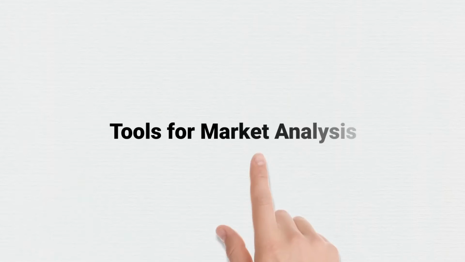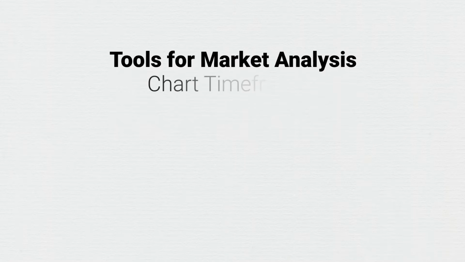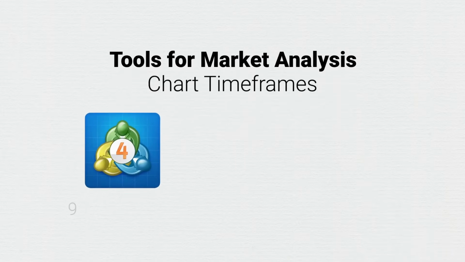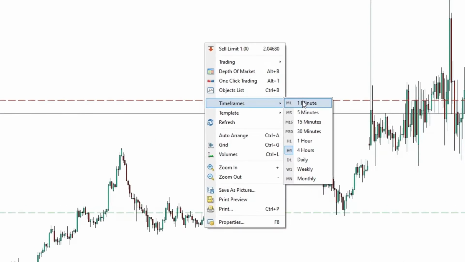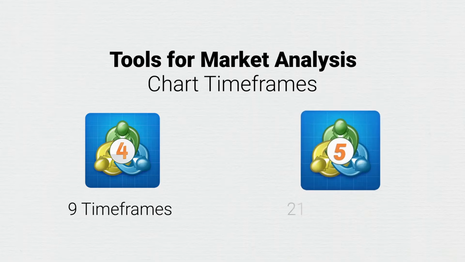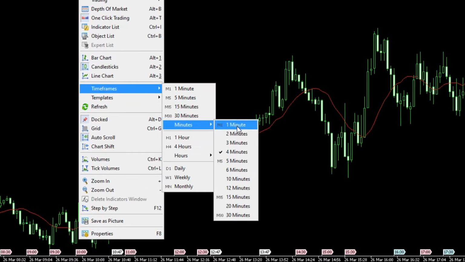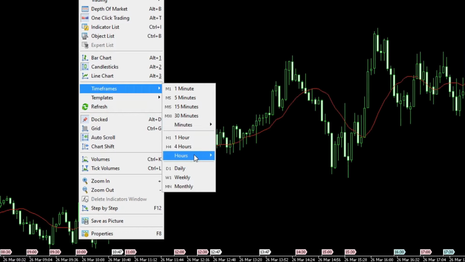Moving on to tools for market analysis. The first difference here is related to chart timeframes. While MetaTrader 4 only offers 9 timeframes, MetaTrader 5 offers 21 timeframes. This can give traders an edge for a deeper analysis of the market.